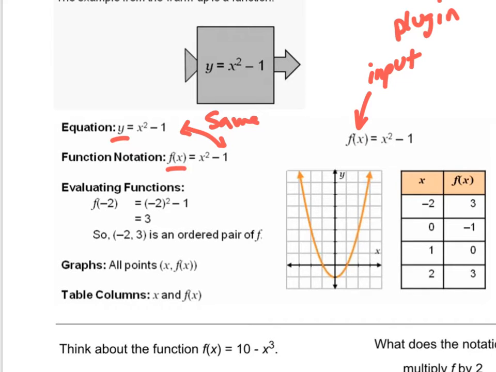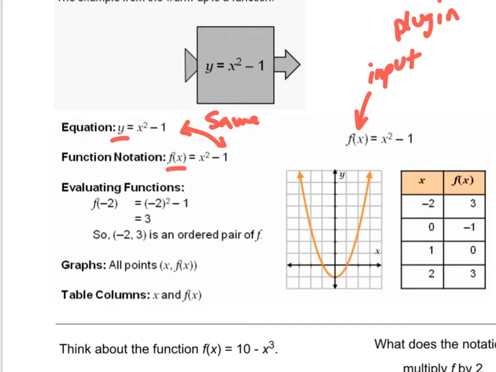What I would do is say, let's just say I want to plug in negative 2. I'm going to plug in negative 2 for x. I want to see what I get for y. So I would write f of negative 2, which means I'm going to plug in negative 2 for x and evaluate it. Like I'm pressing the negative 2 button. What happens as a result on the computer screen?